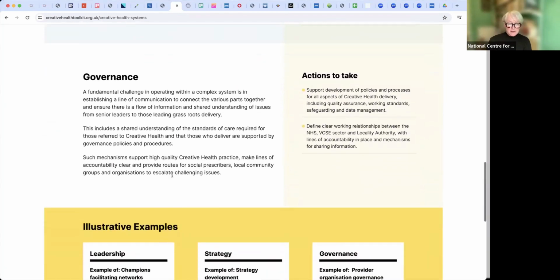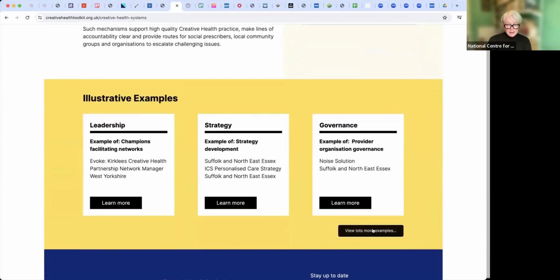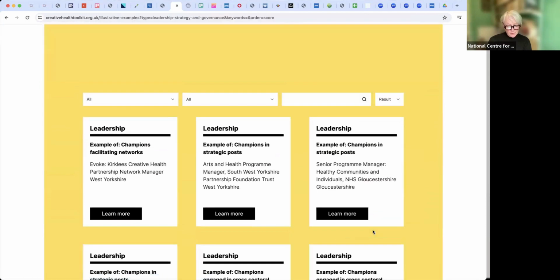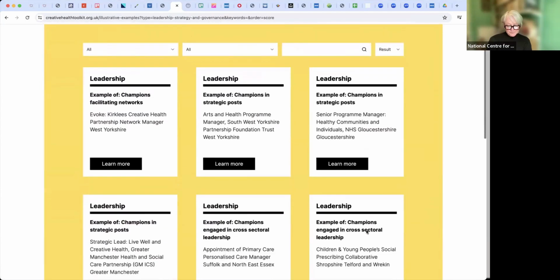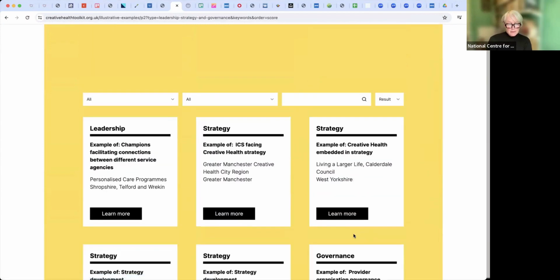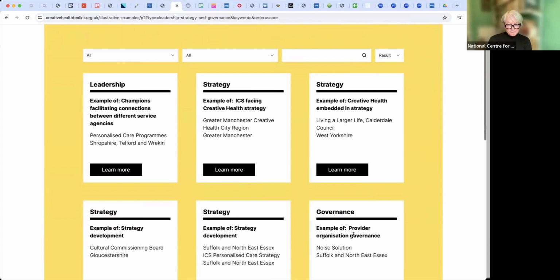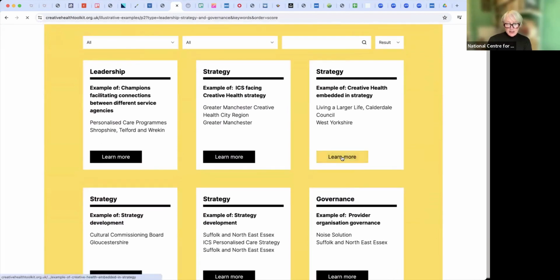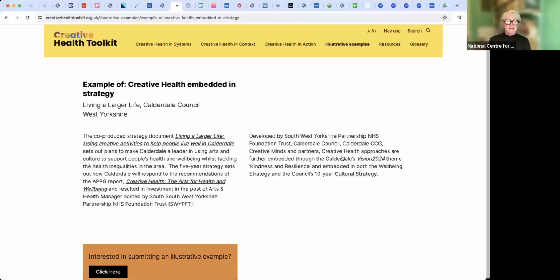Below there are illustrative examples, and if we click through to lots more illustrative examples, and then on page 2 of that, we have living a larger life, Calderdale Council.